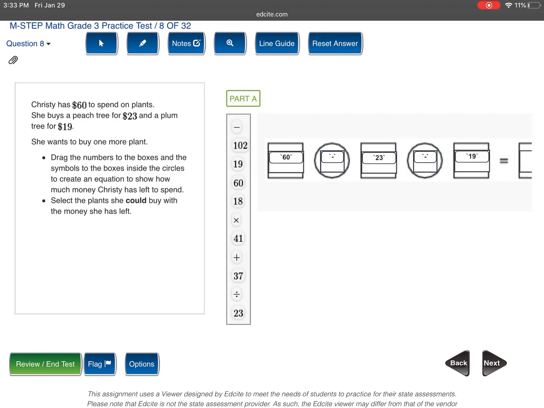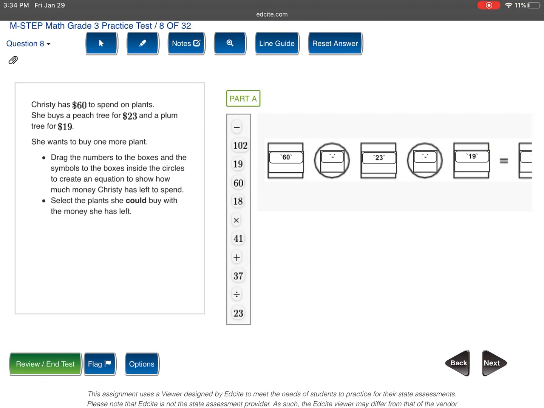So 60 minus 23. Well, let's see. I'm going to say 60 minus 20 is 40. And then I'm going to minus 3 more. That would be 37. And I hope you guys have paper out and you're doing these problems on paper. Then 37 minus 19, I would say 37 minus 10 is 27. 27 minus 9 equals 18. So she would have 18 left.